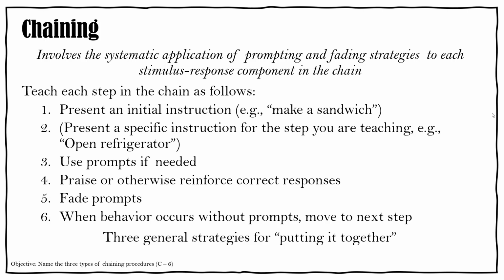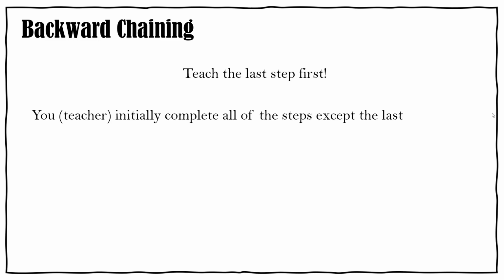And we have 3 general strategies for actually putting the components of your task analysis together, or 3 different strategies for chaining. So the first one I want to talk about is backward chaining. With backward chaining, you're going to teach the last step first. So you, the teacher, typically complete all the steps except for the last. And you can either complete them on your own, or you do your full-on prompts until you get to the very last step.